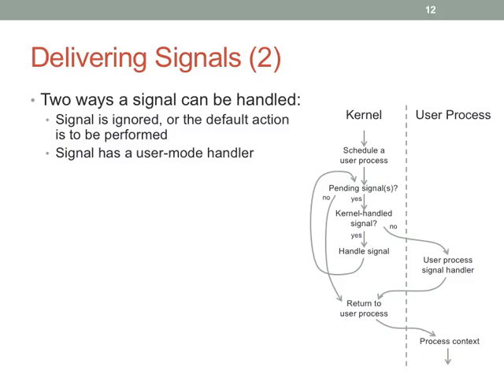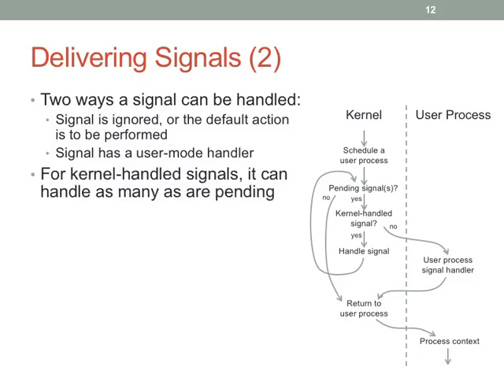So all we've really done to this diagram is added the kernel handle signal question. You'll notice that if it's a kernel handled signal, we handle it and then check if there's more. So we actually have a loop where we can consume as many signals as possible if they're kernel handled. Otherwise, if it's a user process handled signal, then we have to switch to user mode, invoke the signal handler, and then we do this one little step back into the kernel and back to the user process. You'll see why momentarily. So this is basically how the flow works.